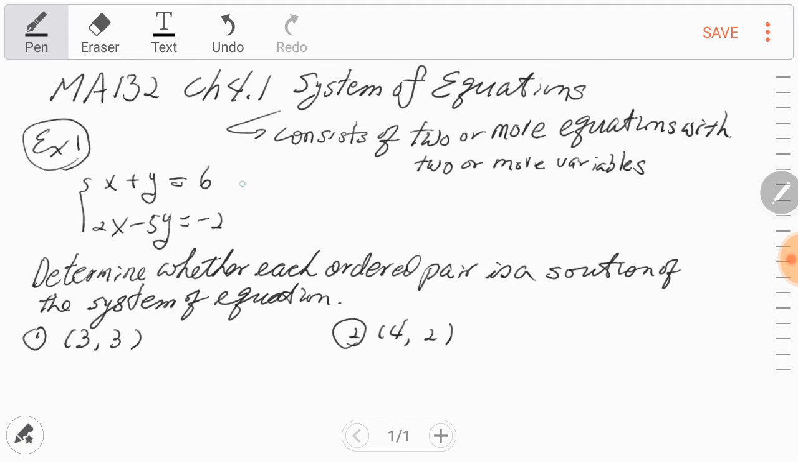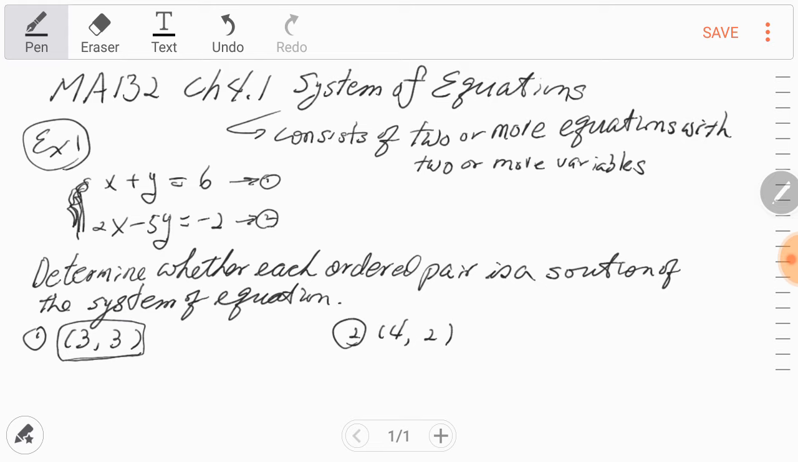Okay, there are two equations. This is the first equation. Here's another equation. Combining these equations gives a system of equations, and each equation is a linear equation, so we can say this is a system of linear equations. Then, in this case, we will check whether each given point, each ordered pair, is a solution to this system.